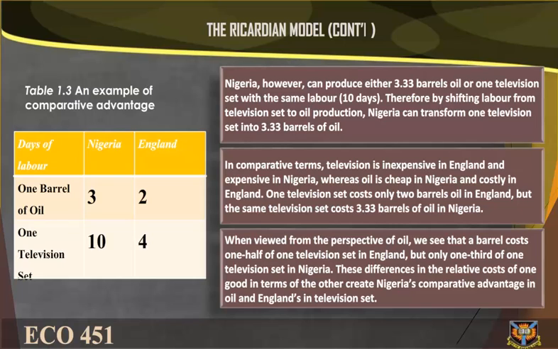Therefore, by shifting labor from television set to oil production, Nigeria can transform 1 television set into 3.33 barrels of oil. In comparative terms, television is inexpensive in England and expensive in Nigeria, whereas oil is cheap in Nigeria and costly in England. 1 television set costs only 2 barrels of oil in England, but the same television set costs 3.33 barrels of oil in Nigeria. When viewed from the perspective of oil, we see that a barrel costs 1/2 of 1 television set in England, but only 1/3 of 1 television set in Nigeria. These differences in the relative cost of one good in terms of the other create Nigeria's comparative advantage in oil and England's in television sets.